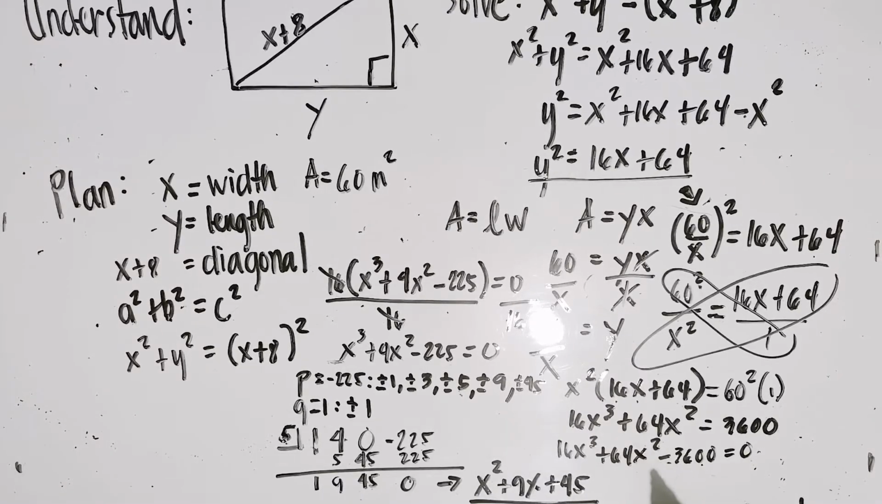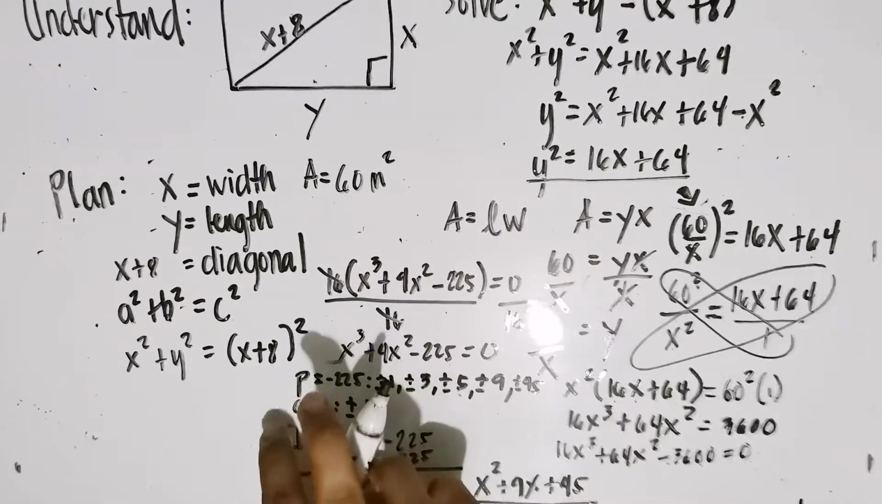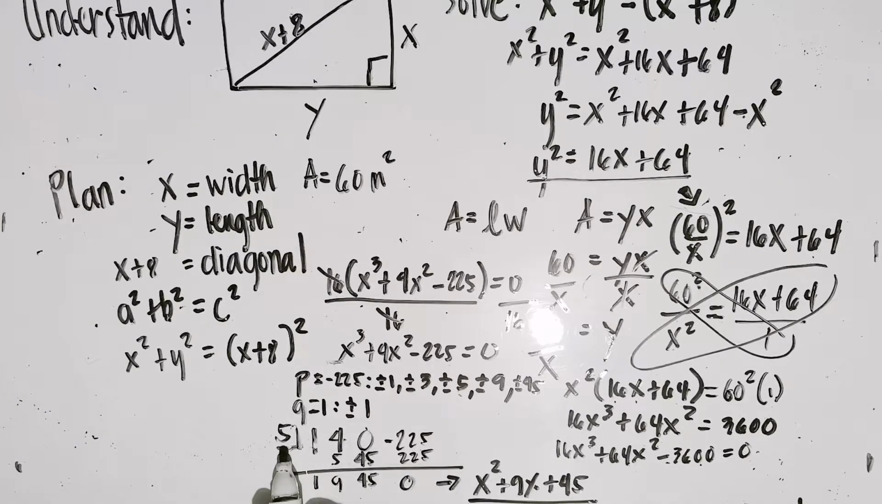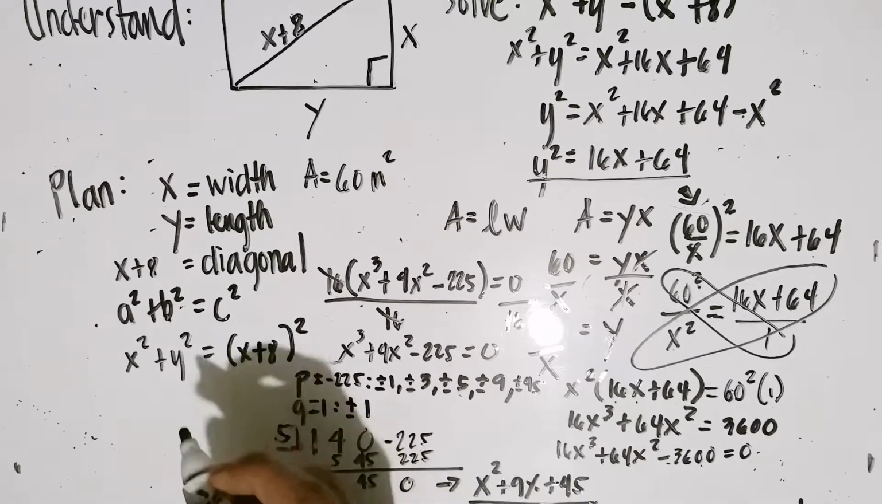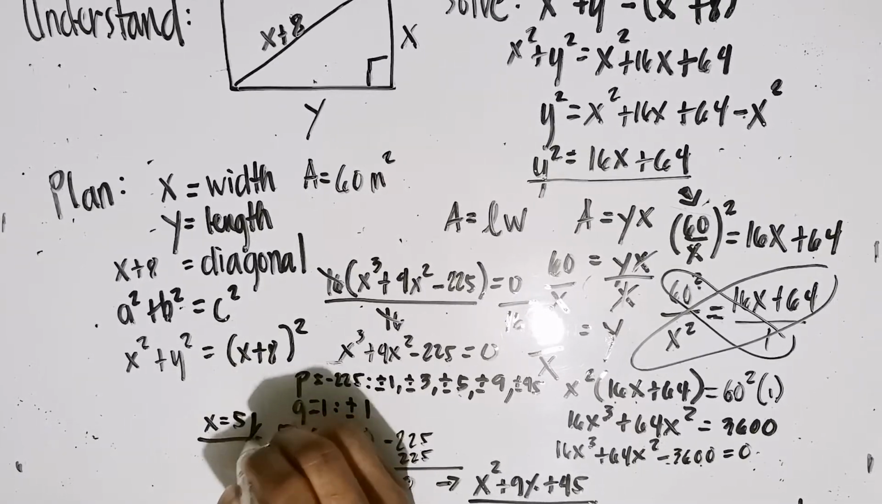So this one has no factors. If we will do quadratic equation, the result is non-real. So the roots will be non-real numbers. So the only real factor or root is 5. So the value of our x will be 5. So the value of x is 5.